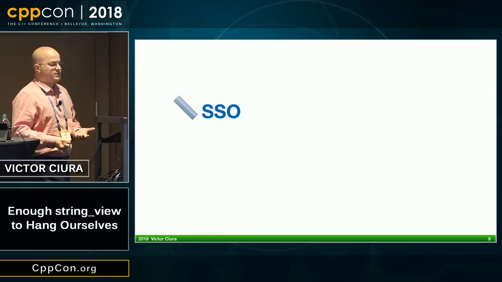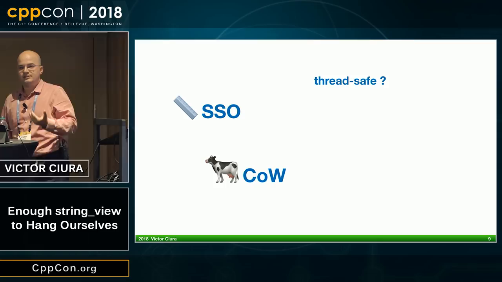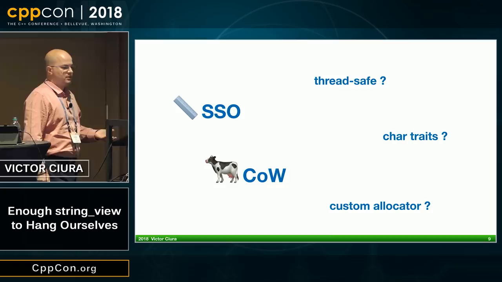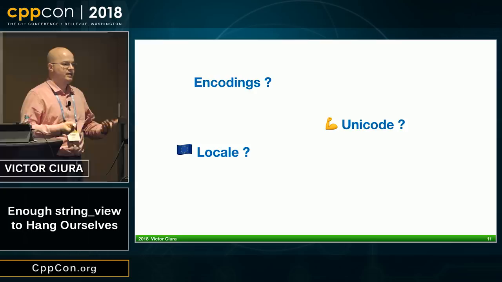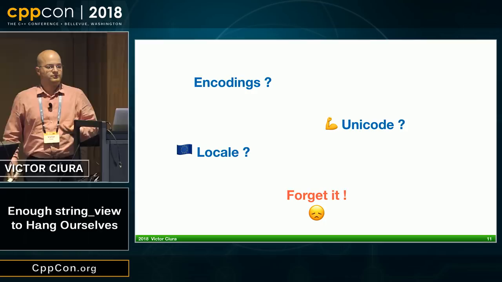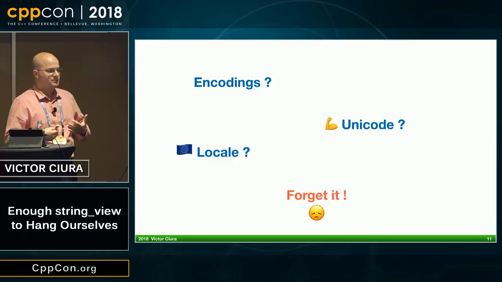Does it support small string optimization? Does it support copy-on-write? Is it thread safe? Does it support configurable char traits? Does it support a custom allocator? Does it play nice with string literals? Can it be used in constexpr context? Does it have proper support for encodings in Unicode and system locales? All kinds of complicated questions. And of course, there isn't a perfect string class out there ready to use.